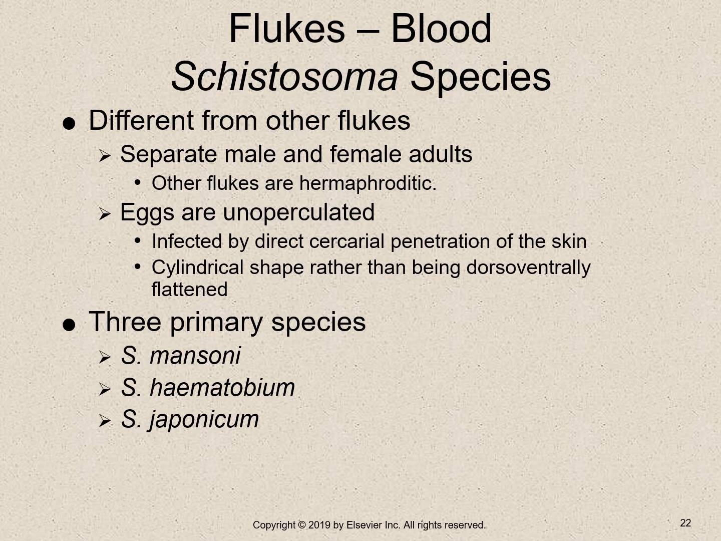With that, humans can be infected by direct cercarial penetration of the skin, in contrast to some of the other flukes we've just discussed, where infection occurs by ingestion of the metacercaria. And the last difference is the shape of the adult fluke, with Schistosoma species being cylindrical rather than the more flattened form of the other flukes. The three primary species of schistosomes we'll discuss that are pathogenic to humans are Schistosoma mansoni, Schistosoma haematobium, and Schistosoma japonicum.